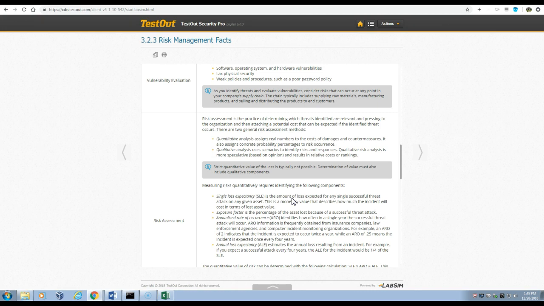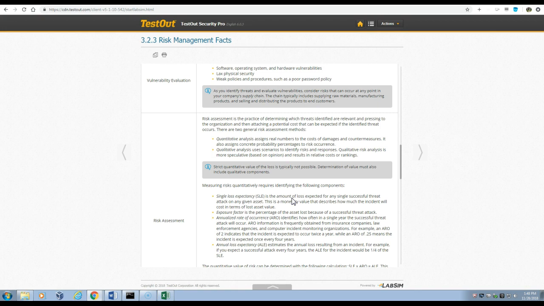Okay. Generally speaking, there are two different types of risk assessment. The first one is called quantitative analysis. It assigns real numbers to the costs of damages and countermeasures. It also assigns concrete probability percentages to the risk of occurrence. The second type of risk assessment is qualitative analysis. Qualitative analysis uses scenarios to identify risks and responses. Qualitative risk analysis is more speculative.